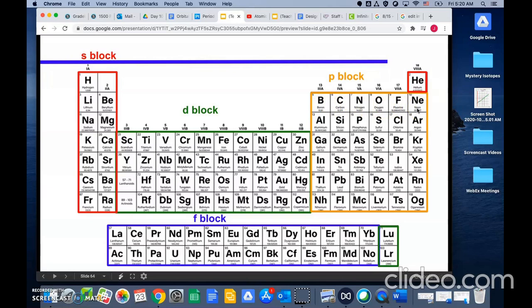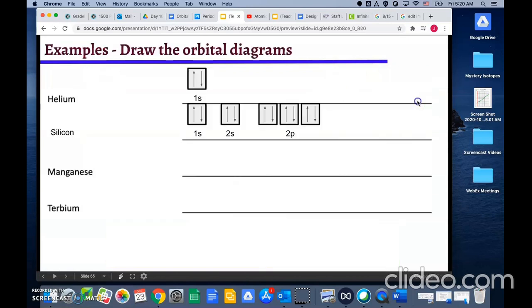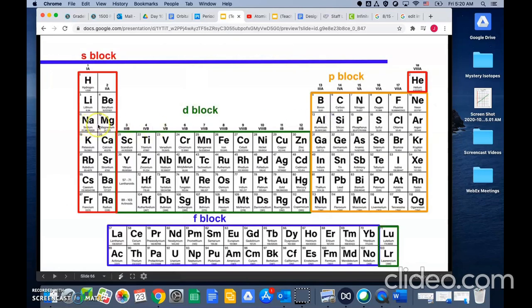And I put a little chart in your notes to show you how many squares you should be drawing for each kind of block. So for the P block, we're going to draw 3, and we're going to fill each one in with 2 electrons. So that's for the 2P. So next up comes 3s. So that's these two right here. Those should be filled.